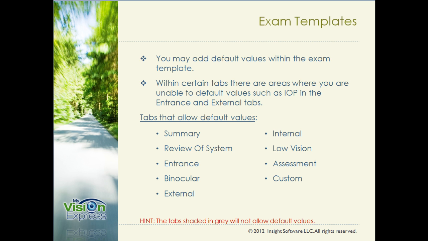You may go ahead and add default values within the exam template while creating them. Within certain tabs, there are areas where you are unable to default values, such as intraocular pressures. This can be found in either the Entrance tab or the External tab. Tabs that do allow default values are the Summary, Review of Systems, Entrance, Binocular, External, Internal, Low Vision, Assessment, and Custom Fields tabs. The tab shaded in gray will not allow default values.